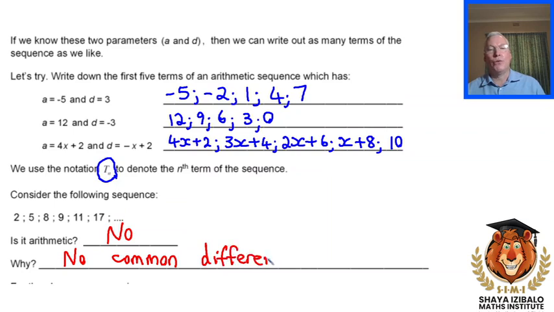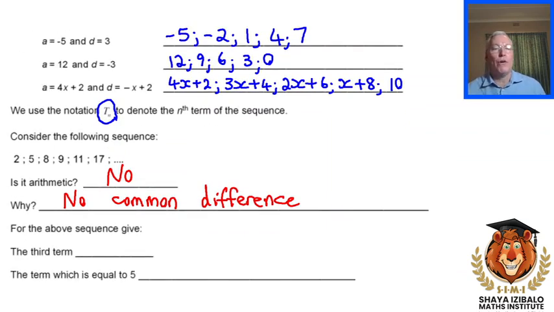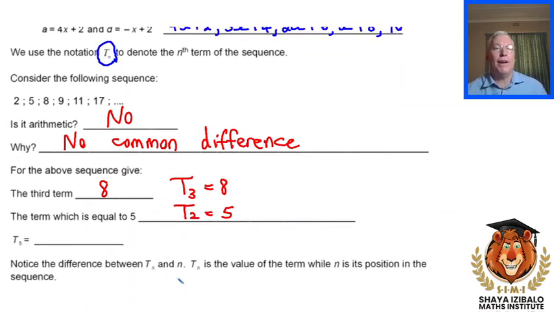However, we can still talk about the terms of this sequence. For this sequence, what is the third term? Term 1, term 2, term 3. The third term is 8. And what we would write is T3 equals 8. That's saying term 3 is 8. Which term is equal to 5? Well, the second term, T2, is equal to 5. And then, what is T5 equal to? Well, T5 is 1, 2, 3, 4, 5. T5 is actually 11.